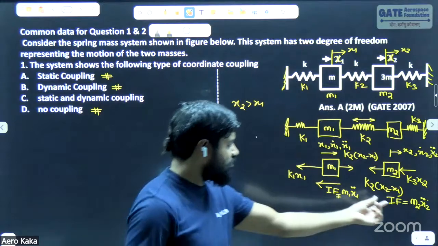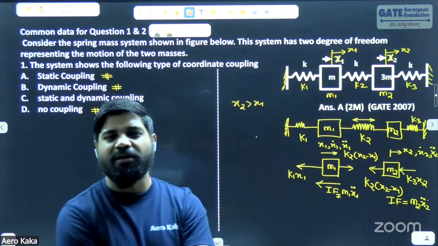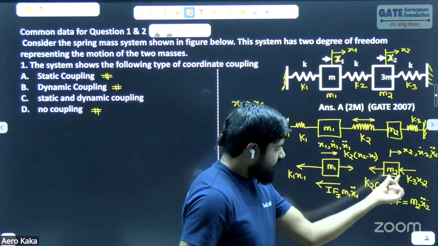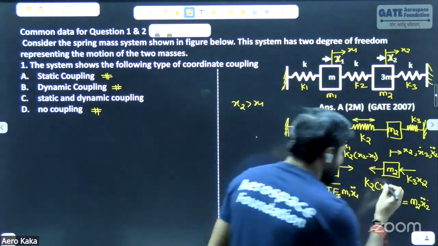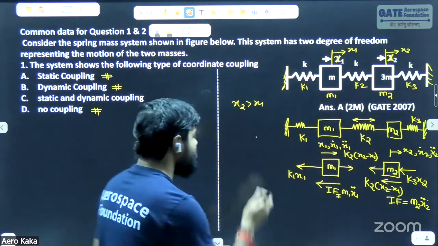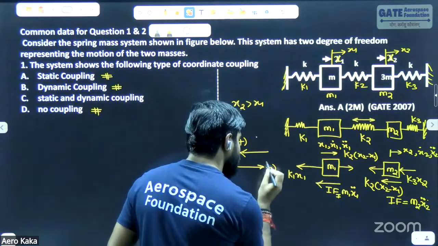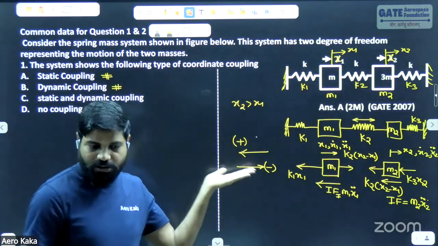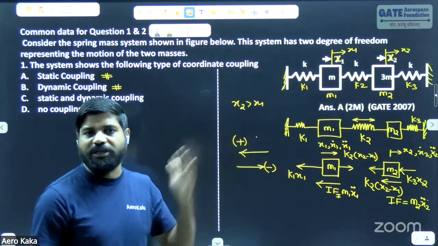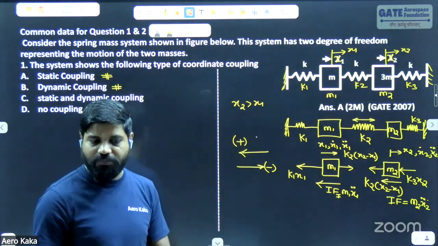So could you tell me what is the equation of motion for the second mass and the equation of motion for the first mass? See, for the second mass, if you look carefully, all the forces are acting in this direction. So I'm considering the forces acting in this direction as positive, and the forces acting in the opposite direction as negative. You should take the sign convention. Why? Because forces are vectors, and displacement is also a vector. So you should define which displacement or which force is positive and negative. Please take care of it.